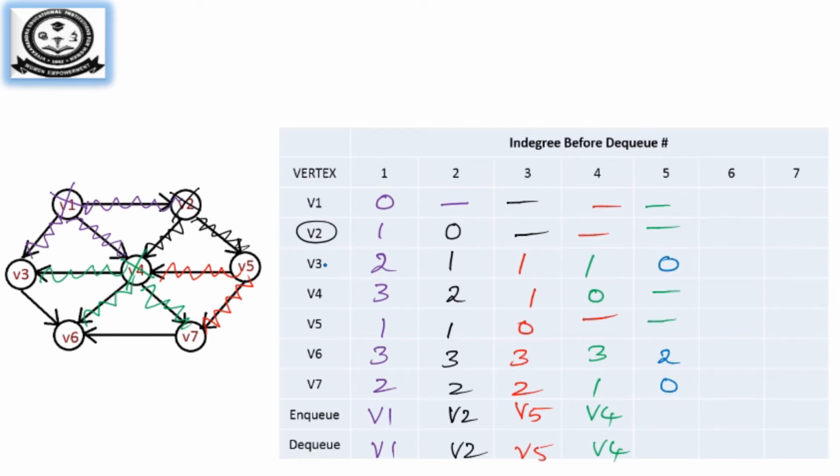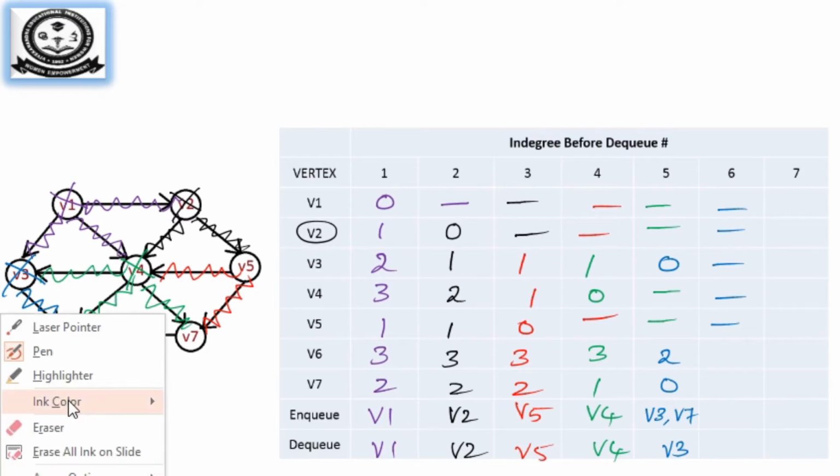Now you can see we have V3 and V7. So we have two vertices, and both should be pushed into the queue in alphabetical order. First V3 will be pushed and then V7 will be pushed. Of these, only V3 is popped.